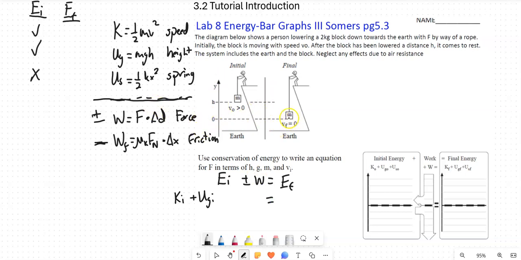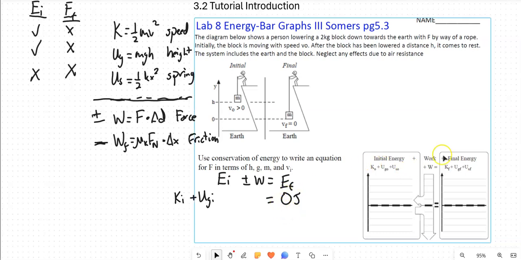Okay, is it moving, yes or no? So the velocity is 0, so no. Is it at a height? Does it actually have a height? No, it does not. Is a spring touching it? No. So this final energy is just 0 joules.